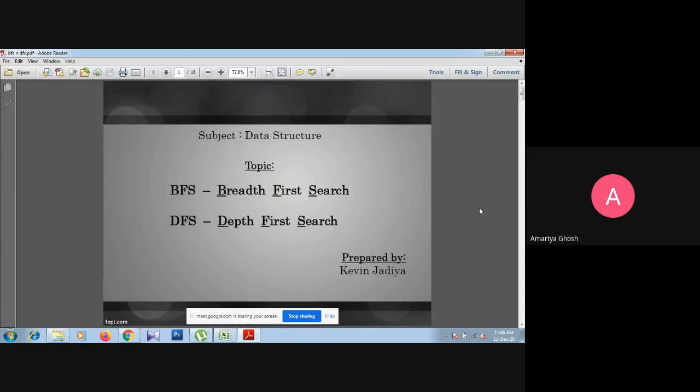Today's topics are breadth first search and depth first search. First of all, you can see the short form of breadth first search is BFS, and DFS is the short form of depth first search. Breadth first search and depth first search. First of all, we have to take the breadth first search.